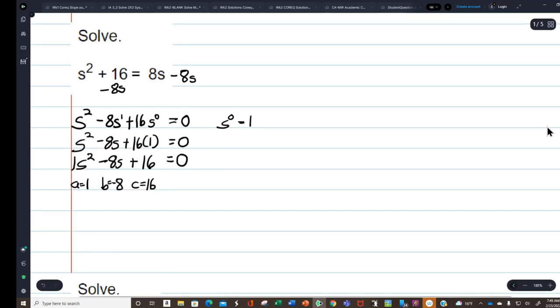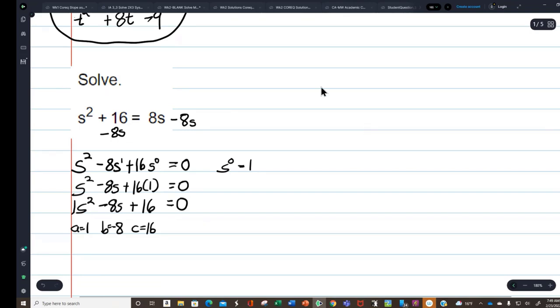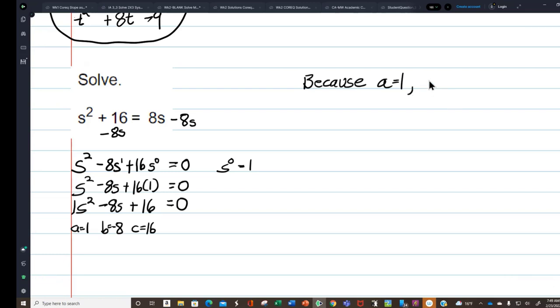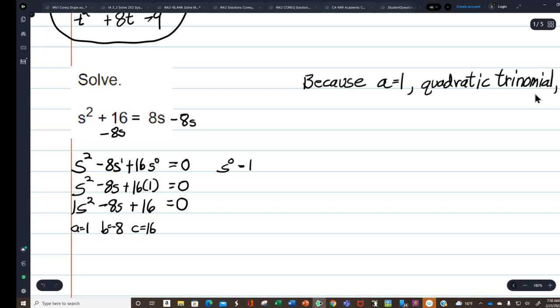I want to write this again because it's so important. Because a equals 1, and we're dealing with a quadratic trinomial, 3 terms, all I have to do is factor the constant at the end.